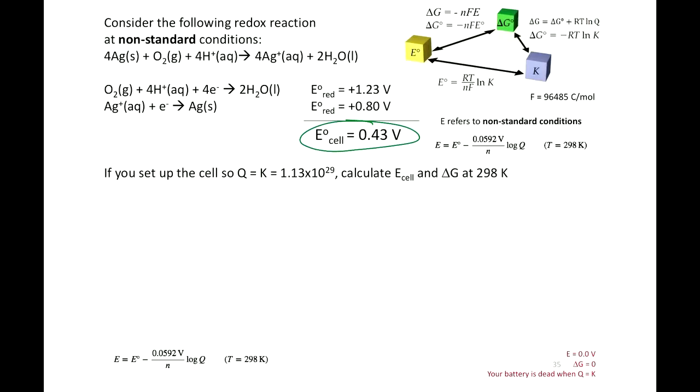So here we're going to use the Nernst equation because we are no longer at standard conditions, we are at non-standard conditions. I give you Q, so you want to use the Nernst equation. So here is the Nernst equation. We're calculating the cell potential at these given conditions. We know E cell at standard conditions. We already know what N is, and you were given Q. So it's just plug and chug right now.